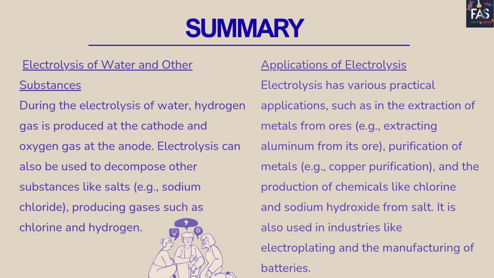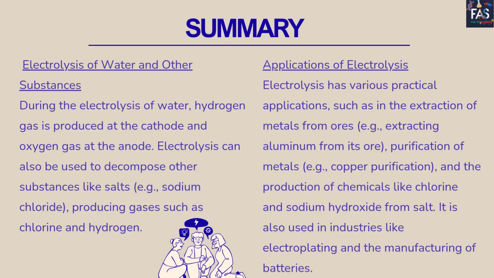3. Electrolysis of water and other substances. During the electrolysis of water, hydrogen gas is produced at the cathode and oxygen gas at the anode. Electrolysis can also be used to decompose other substances like salts, for example sodium chloride, producing gases such as chlorine and hydrogen.